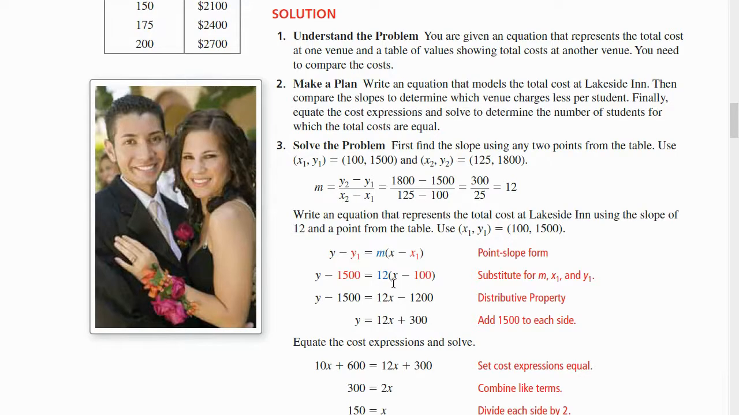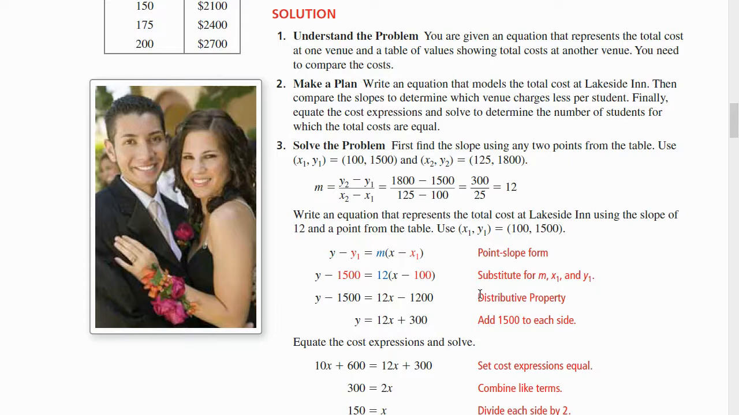So what you would do to solve it, remember, is this is a distributive property. So you do 12 times x is 12x. 12 times 100 is 1,200, because that's minus. This is also minus. And then here, to finish this out, I'm going to add 1,500 to both sides. So negative 1,200 plus 1,500 is 300.